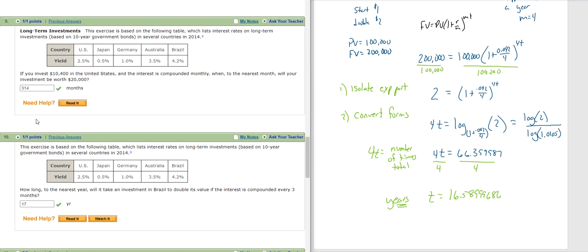And there we go. So the long-term investments based on country yields of 10-year government bonds.